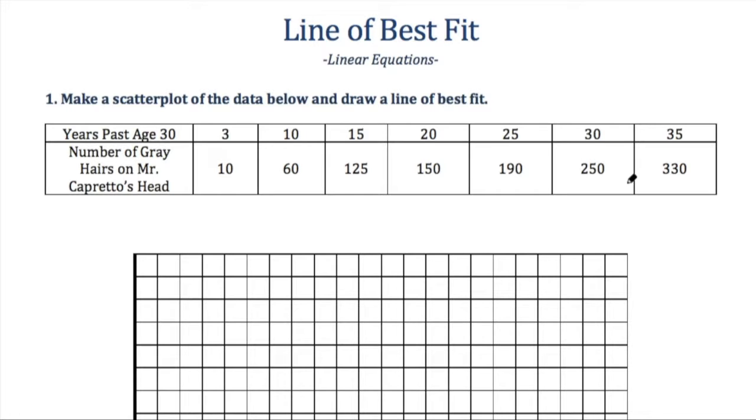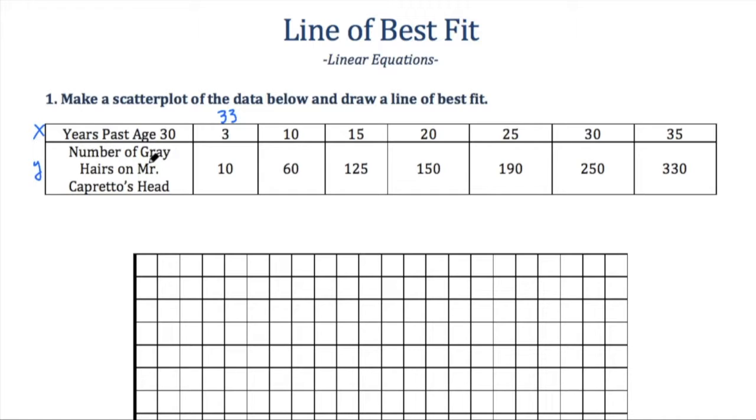Again, in this lesson we're going to be making the line of best fit for a scatter plot of data. The data set we have here are the years past age 30 and the number of gray hairs on Mr. Capretto's head. Each number in the top row is part of our X data, and the second row will be our Y data. Even though this is a 3, this is really age 33, so we'll keep that in mind, but it'll be easier to graph if we just graph years past age 30.